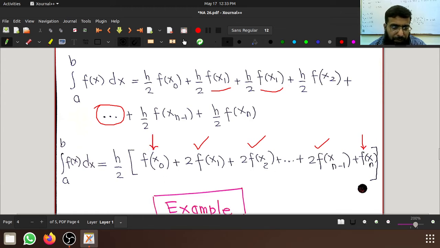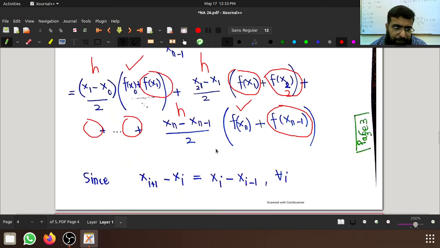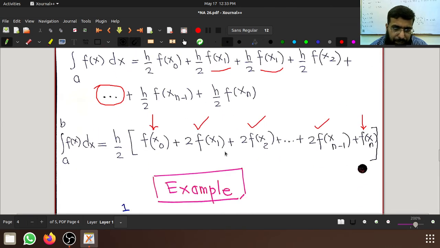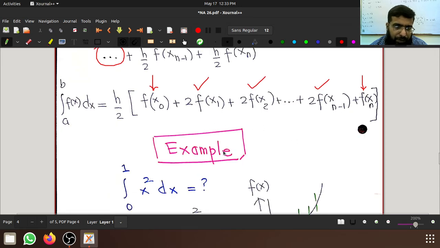This is very important to note. The first and the last terms will have only one, but all other terms will be doubled because they will be appearing in the preceding term and in the next term. So we have all two, but the first and the last are single. The first and the last are singles, all others are double. This is the formula we have reached, and it's a very simple formula. Now we are ready to solve an example.